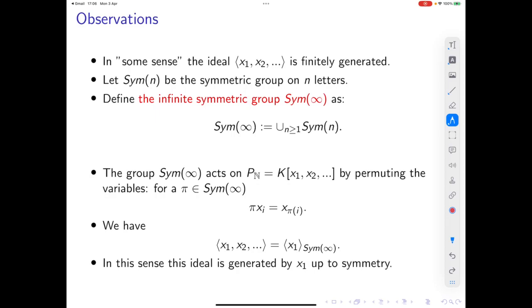Then in this sense, the ideal generated by all the variables is actually generated by only one Sym-infinity orbit, that of x1. It means that the orbit of x1 under the Sym-infinity group gives us all of the variables x1, x2, and so on. In this sense, the ideal generated by all the variables is generated by x1 up to symmetry. So we say that this ideal is finitely generated.